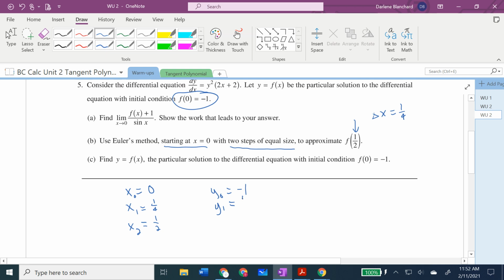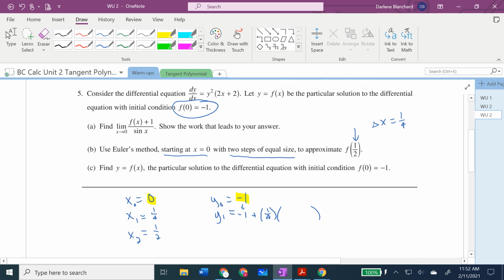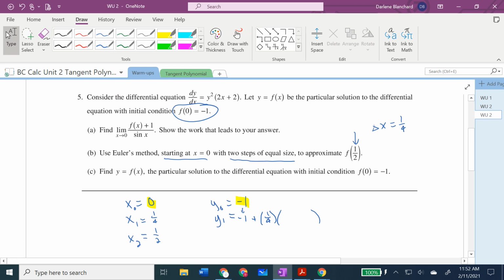I drop down the previous y value of -1. I add the step size times the slope. When I find the slope, I have to use the previous sub-0 points, and I'm plugging them into this slope formula. However, we actually just did that. We know it's 2. And so negative 1 plus 1/2 gives us negative 1/2.